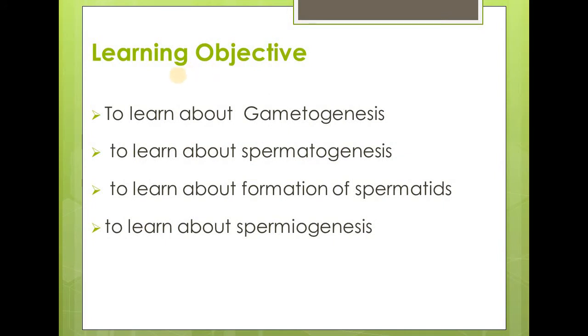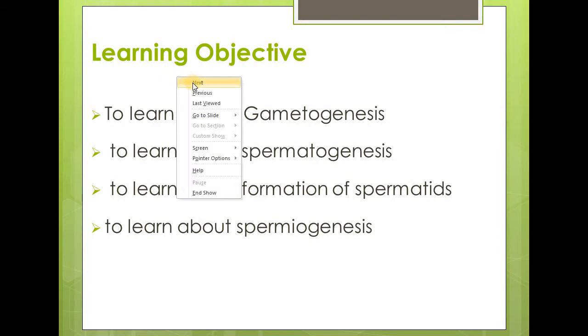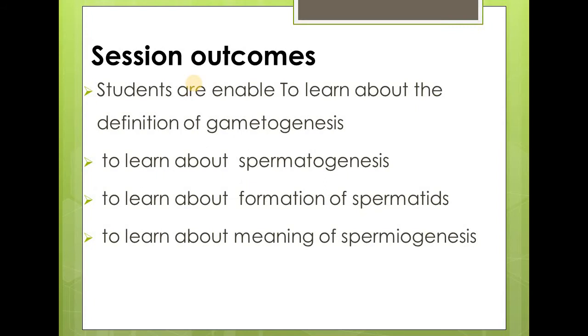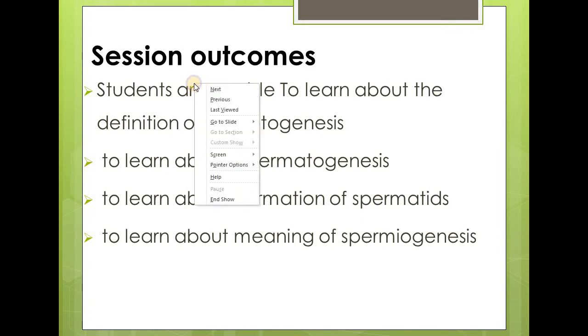The objectives of learning are to learn about gametogenesis, to learn about spermatogenesis, to learn about the formation of spermatids, and also to learn about spermiogenesis. The session outcomes: the students are enabled to learn about the definition of gametogenesis, spermatogenesis, the formation of the spermatids, and the meaning of spermiogenesis.